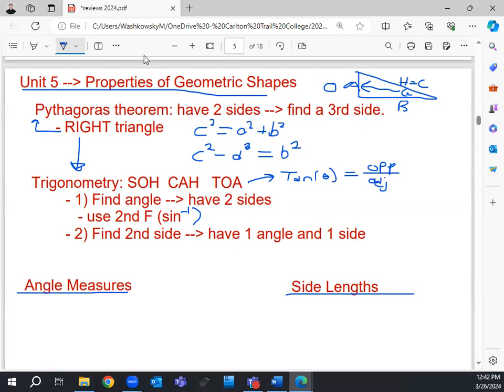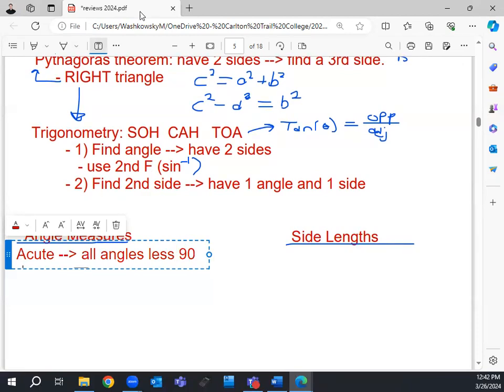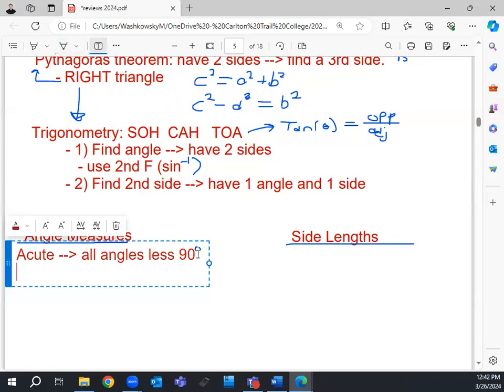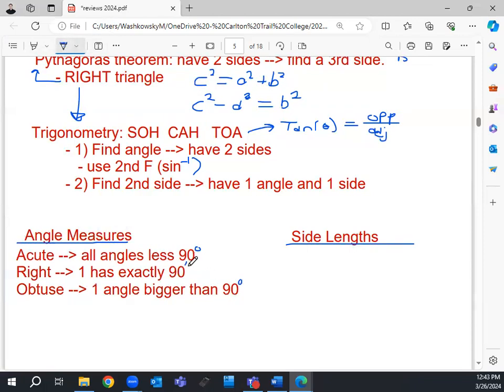Okay, so now if you remember, we have three of each. The first angle measure we have is acute, which means that all angles are less than 90 degrees. We can also have a right triangle, which means one angle is exactly 90 degrees. And you can also have an obtuse triangle where one angle is bigger than 90 degrees. So you label a triangle's angles by whether or not it has a 90 degree angle, and then which way, is it smaller or bigger?